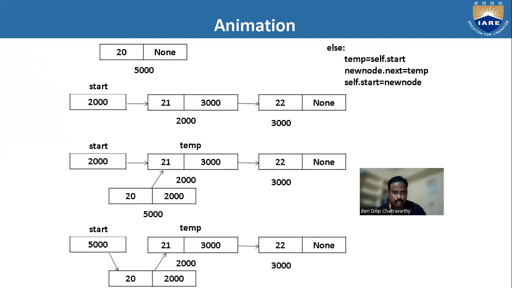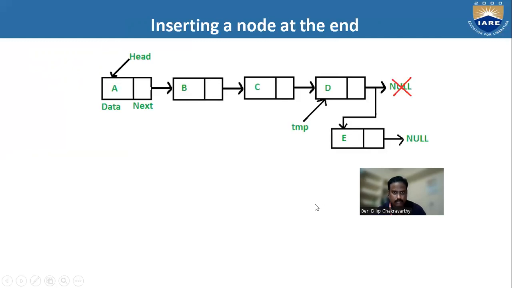Okay, so it's very simple if you see the pictures clearly. Similarly, now coming to inserting a node at the end. At the end means the last node. I need to go to the last node. Starting is A, B, C, D. So this is my last node. Nothing is there after it, so I place null here.